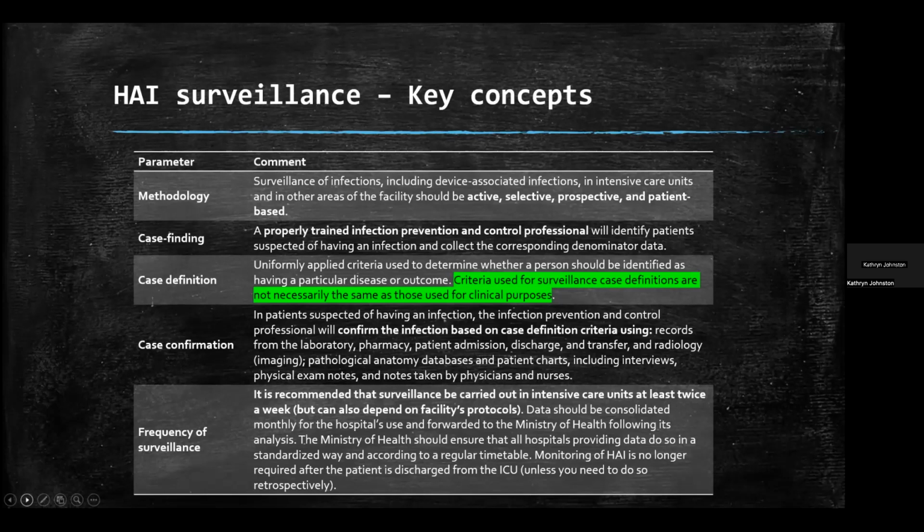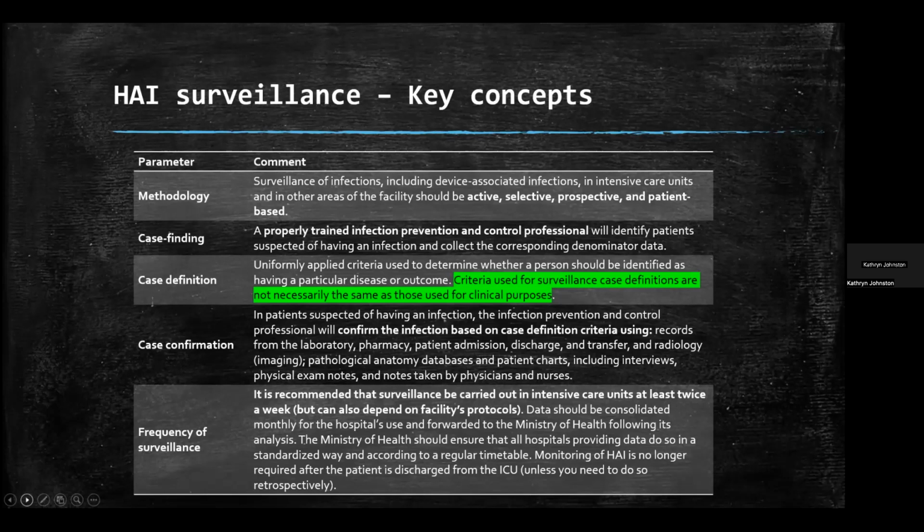When you talk about case finding, this involves a trained IPC professional identifying patients who are suspected of having the specific infection under investigation, and then collecting the corresponding denominator data. We're going to talk about the numerators, and then I'm going to talk briefly about denominators as well. But if the terms are new, don't worry about it.